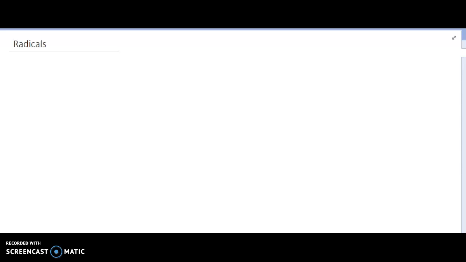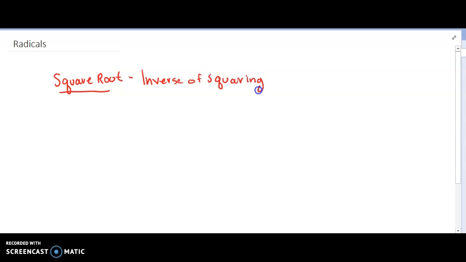All right, so first of all, we want to talk about what is a radical, or what is a square root. Okay, so a square root is basically the inverse of squaring a number. Remember, inverse is like the do and the undo. So the inverse of add is subtract, the inverse of multiply is divide, to do and undo.